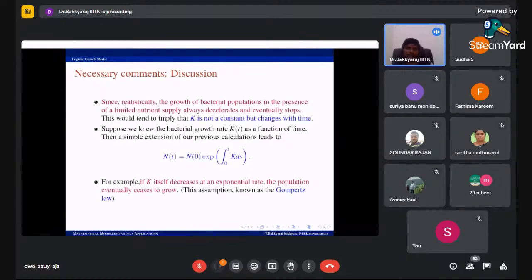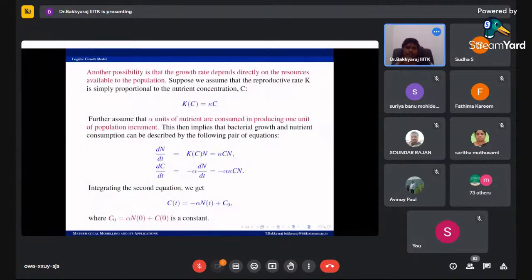So what we observe is that K is not constant. The reproduction rate also changes with time. So now we modify the earlier model where K was constant. Now we put K as a function of t, and we get the solution N(t) = N naught exponential of the integral from 0 to t of K ds. Now again we are going to fine tune this model, because the same problem will arise again, and we are going to rectify that.